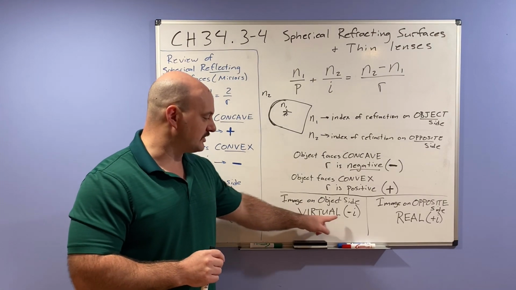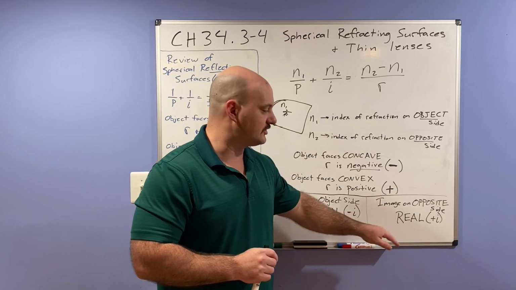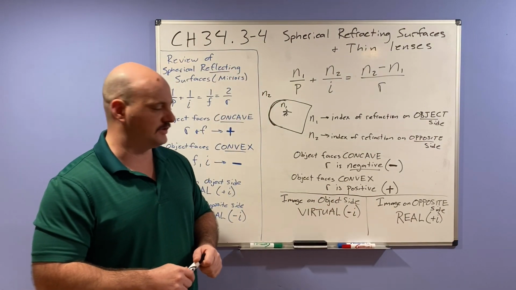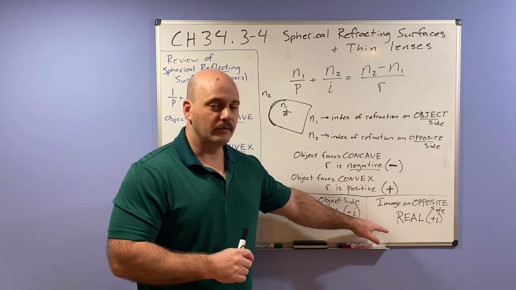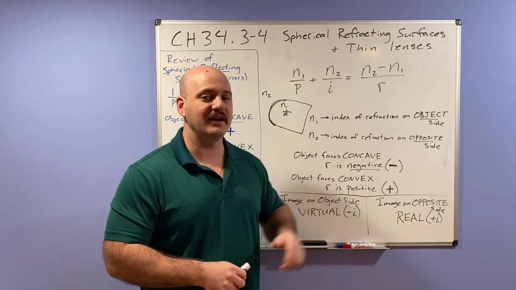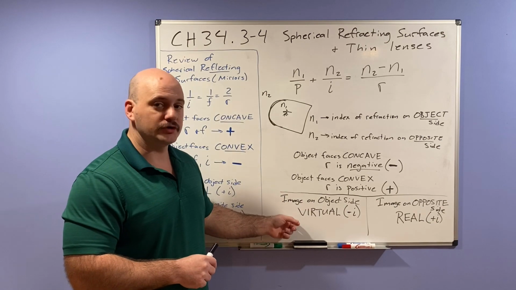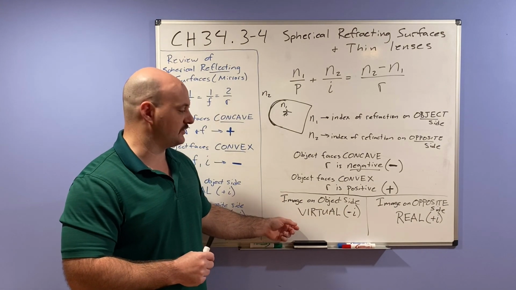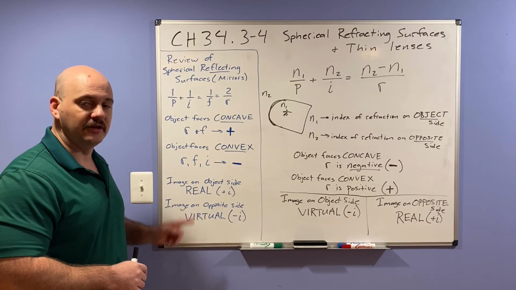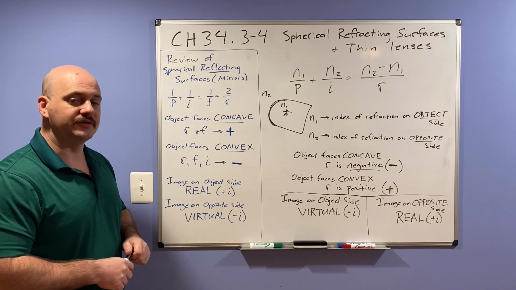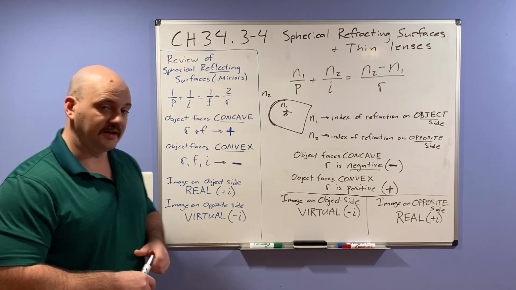Now, a virtual image is still going to be associated with a negative image distance, and a real image is still going to be associated with a positive image distance. However, a real image forms on the opposite side of a refracting surface, okay? Virtual images for refracting surfaces form on the same side as the object, okay? That's a clear distinction and difference between what it was for mirrors, all right? Okay, got to keep those things straight.